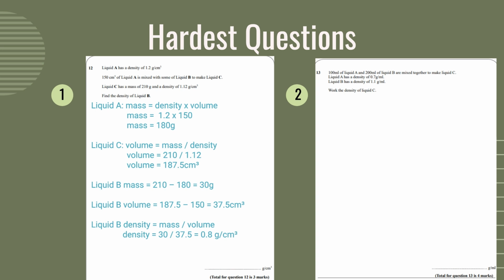For liquid B density, we do mass divided by volume, so the density of liquid B is 30 divided by 37.5, which is 0.8 grams per centimetre cubed. So our final answer is 0.8.